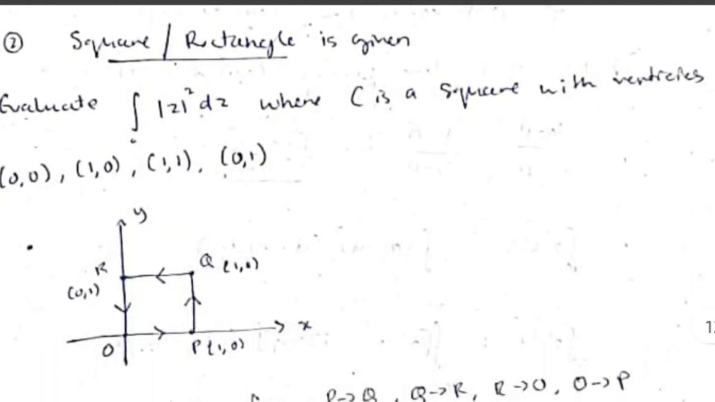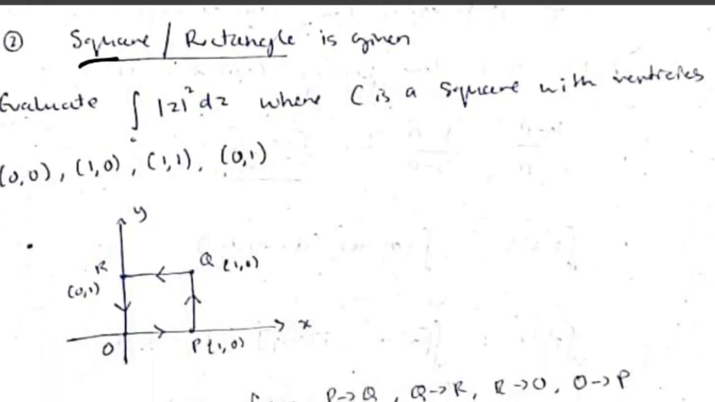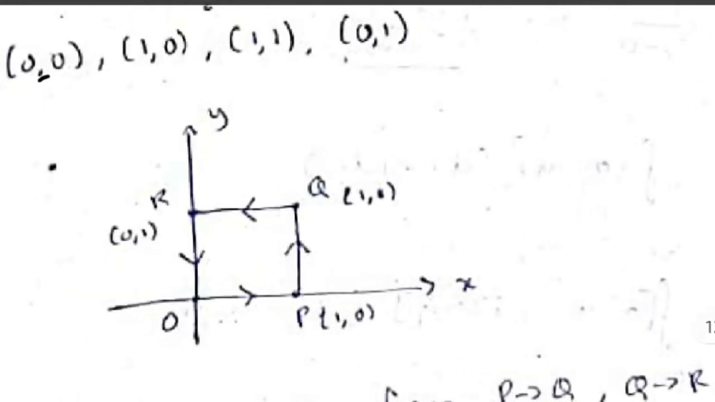Second type, they can give you a square or rectangle, means they will give you 4 vertices and it will be either a square or rectangle. So the first step is to draw a graph for it with the given vertices. The 4 points which they have given, I will mark in a graph and then join these points in the clockwise or anti-clockwise direction.